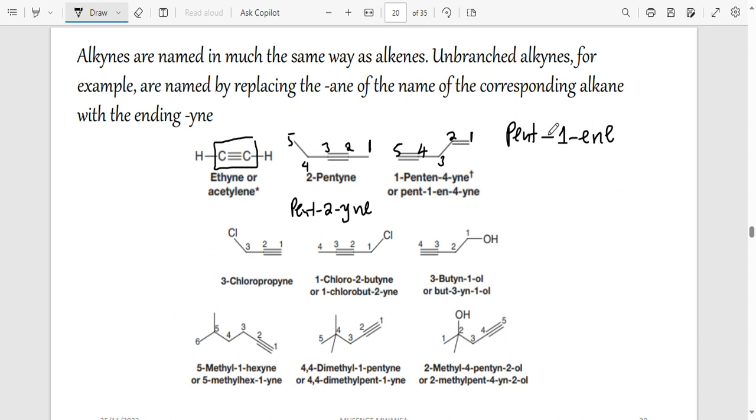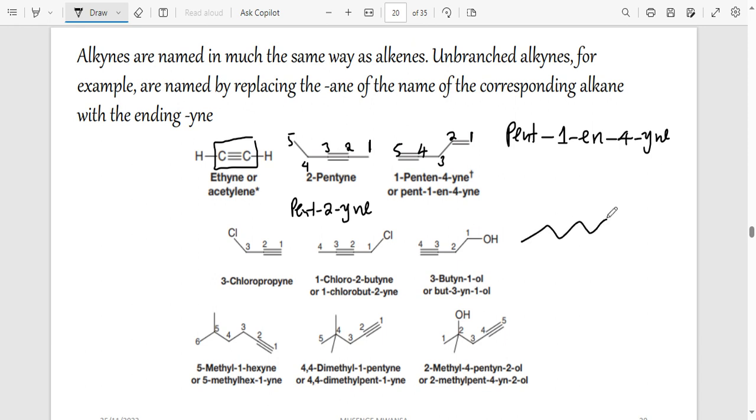But remember, this is not an alkene, right? Drop the E at the end and then put a position of the triple bond 4 and then yne. Now, this is in a case where they are competing, the double bond and the triple bond are competing. Always number the double bond first. But in a case where they are not competing, the one which comes first receives the smaller number.